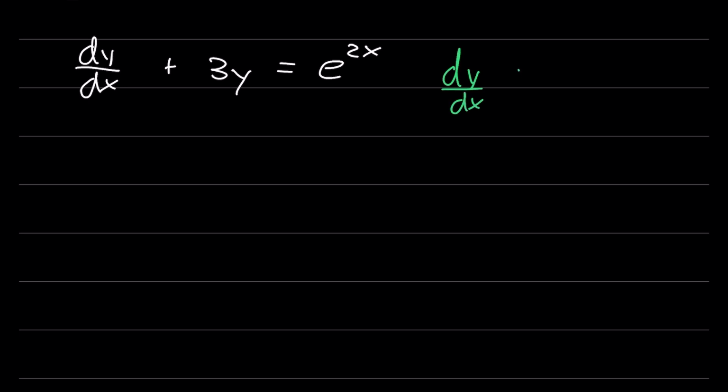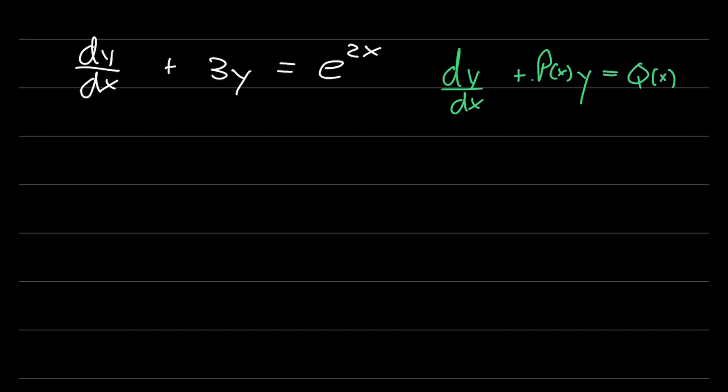So if I gave you an example and I said I wanted you to find the solution of dy/dx + 3y = e^(2x), how would you go about doing this? If I was you, I would remember first of all the form. So we know that the form should be dy/dx + p(x)·y = q(x).